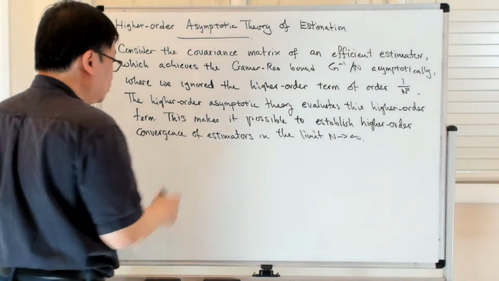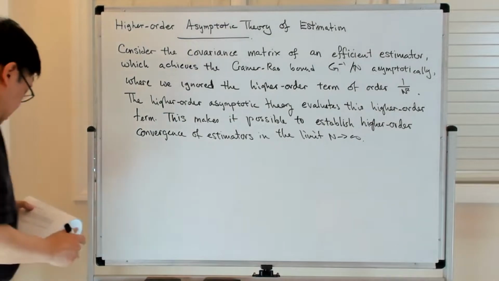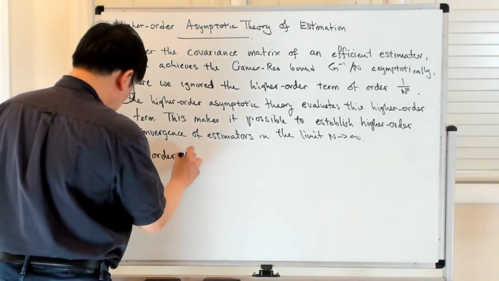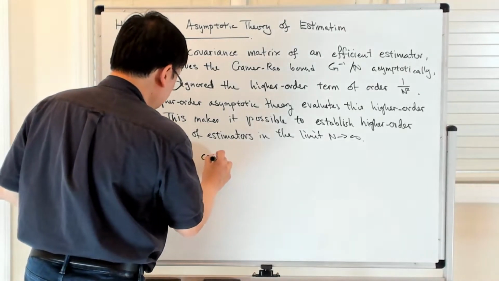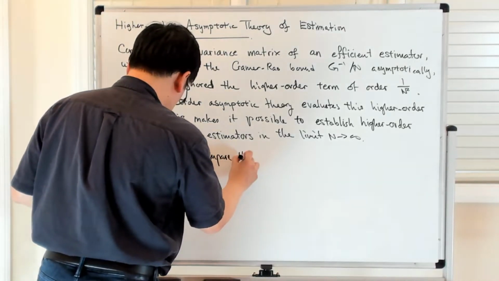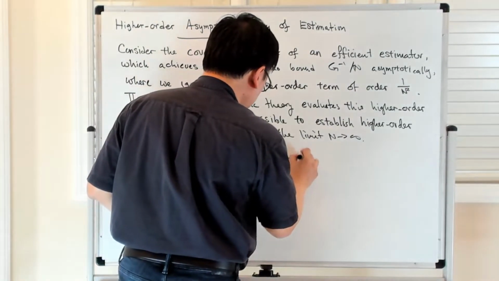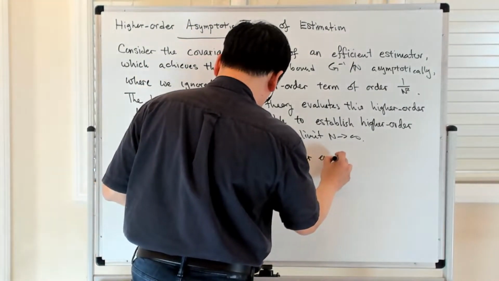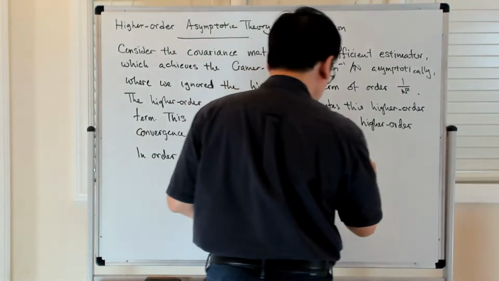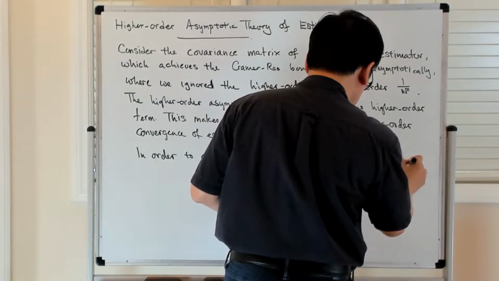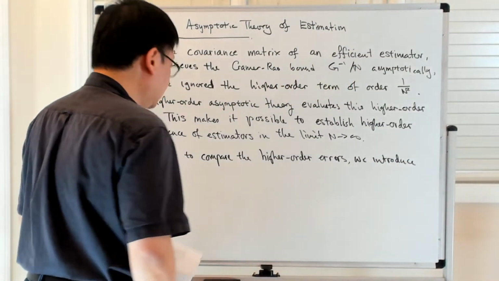So all right, how do you go about doing this? Okay, so in order to compare the higher order errors, right, we're going to introduce an asymptotic bias correction of the estimator.